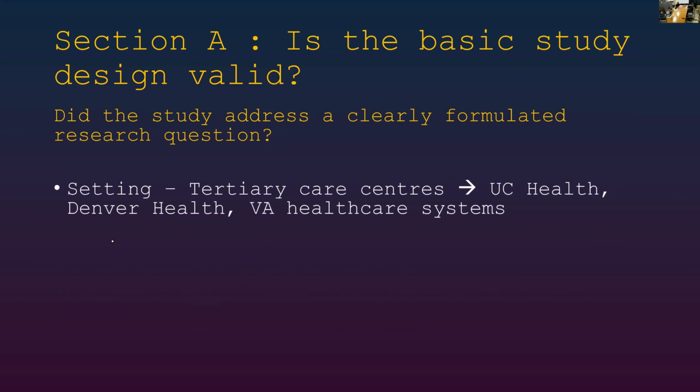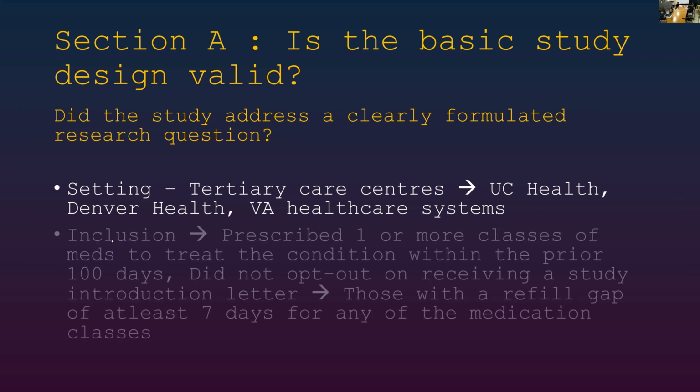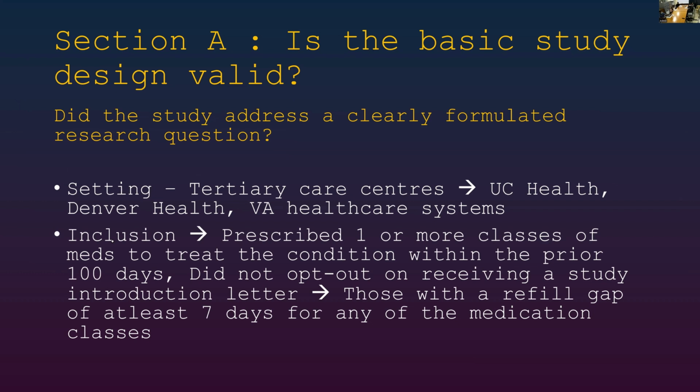As for the setting, this was a predominantly tertiary care setting: 3 large centers, UC Health, that's University of Colorado Health, Denver Health, and the Veterans Association Healthcare Systems. Predominantly secondary and tertiary care, not much primary care. Inclusion criteria, along with the previous ones, required that they had been prescribed one or more medicines to treat the condition within the prior 100 days. They would get a letter in the mail, and if they did not opt out of the trial, they would be included. Plus, they should have had a refill gap of at least 7 days.